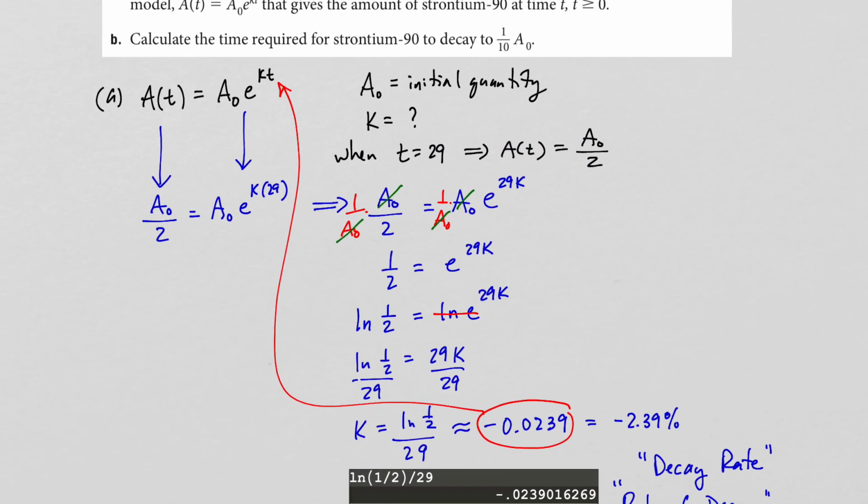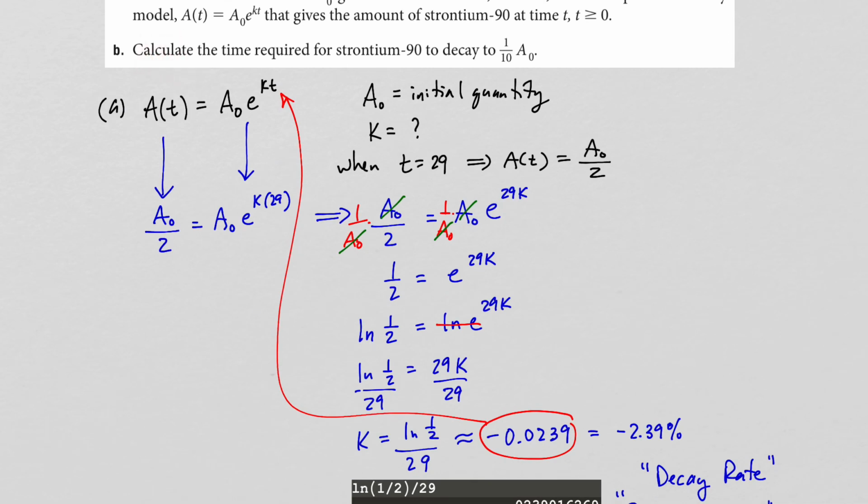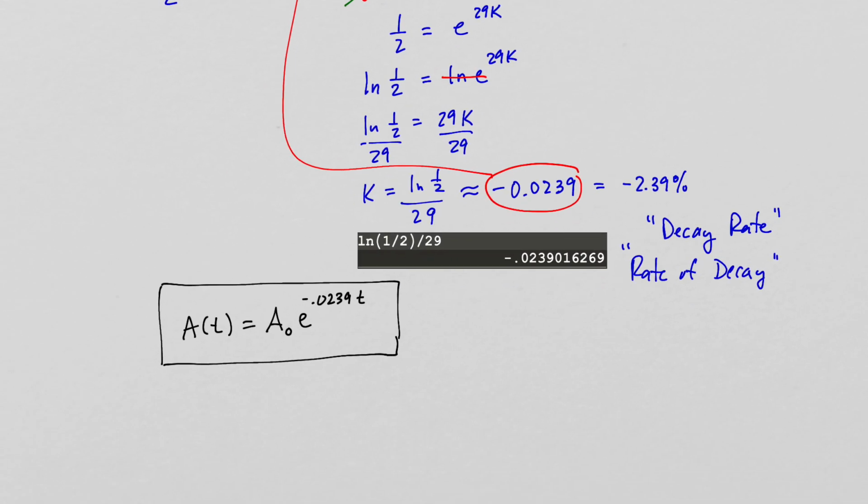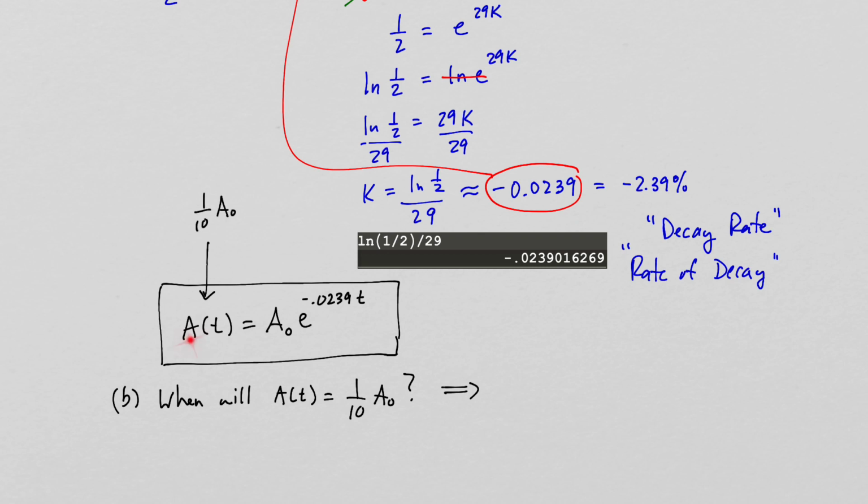So now we can answer the second part of this question, where it says, calculate the time required for this substance to decay to 1/10 of what it started with. So the question for part B is, when will the amount be equal to 1/10 of the amount that we started with? For this, we just substitute 1/10 times A zero into the formula. And if we do that, we get 1/10 A sub zero is equal to A sub 0 times e to the negative 0.0239t.